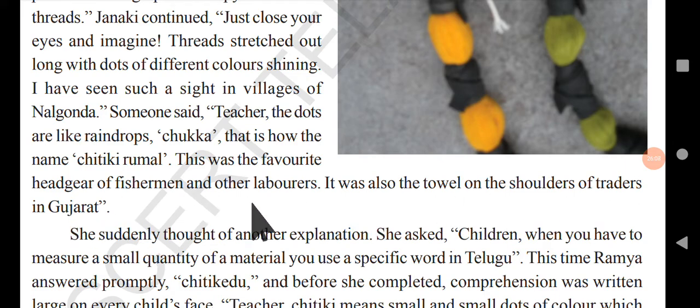So, on the rumal, on the kerchief, which the workers in Gujarat and other laborers and traders use, you can see the small kerchief with the small dots. Okay, so this is the same one. The chukka is nothing but the ikats, and the rumal, the kerchief. So it is just like chitki rumal, that means the dotted kerchief. Okay, so this is used by the workers and the laborers.